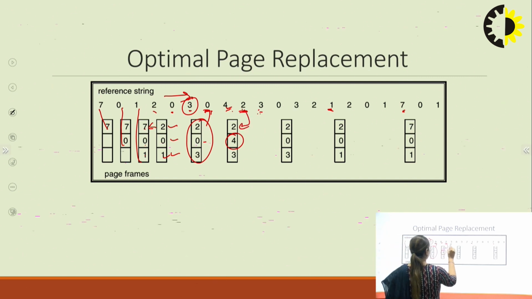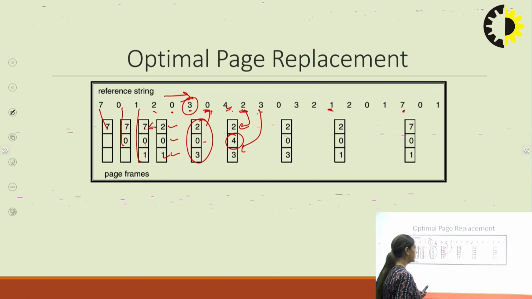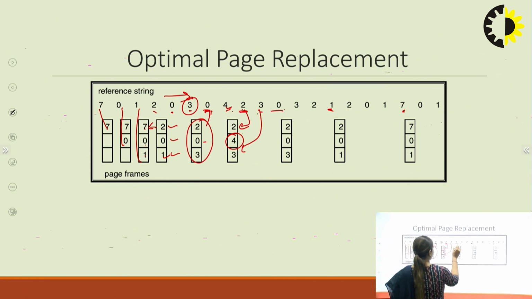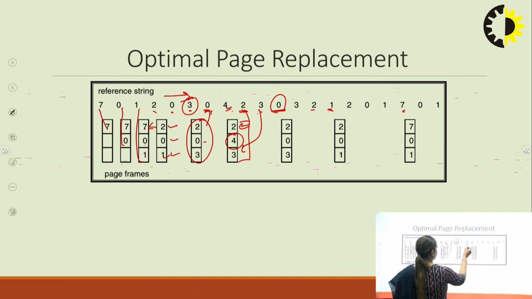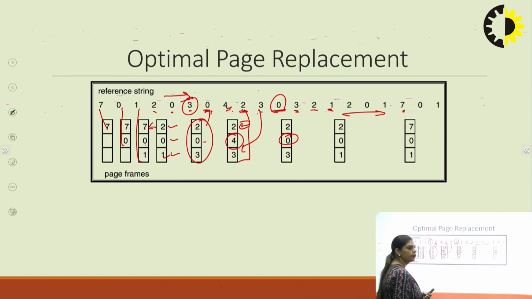2 is already there, 3 is already there, right? Now 0, we have to insert 0 now. Out of 2, 4, 3, which is farthest? 2 is here, 3 is there, 4 is not there anywhere, so we will replace 4. 4 will be replaced by 0.